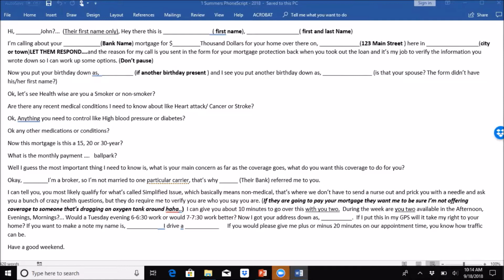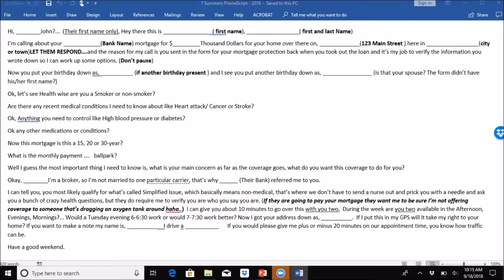Hi, John? Yeah? Hey there, this is Scott Summers. I'm calling about your Bank of America mortgage for $250,337 for your home over there on 123 Main Street here in New York City. Yeah, what about it? And the reason for my call is you had sent over the form for mortgage protection back when you took out the loan, and it's my job to verify the information that you wrote down so I can work up some options for you.